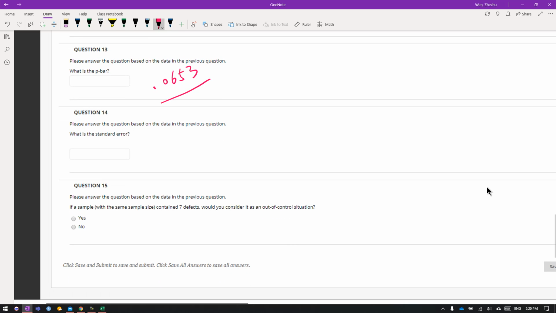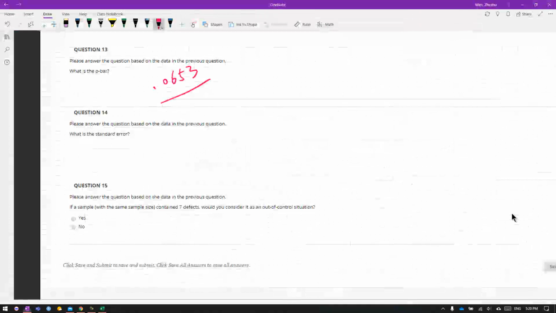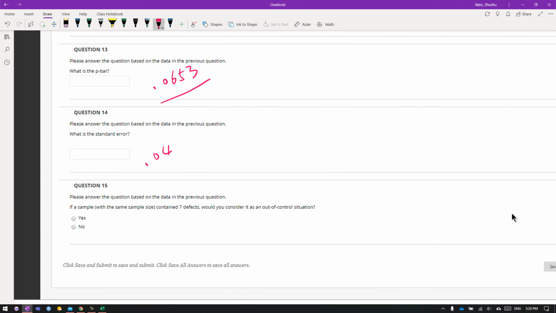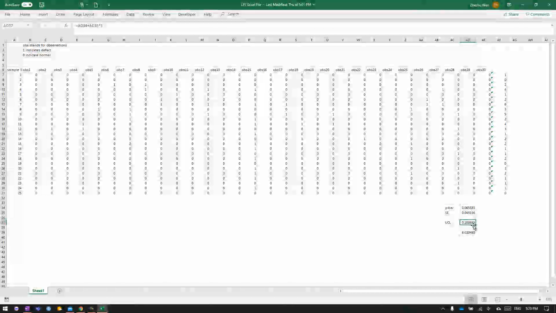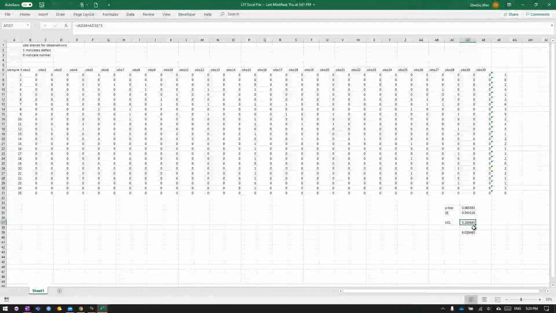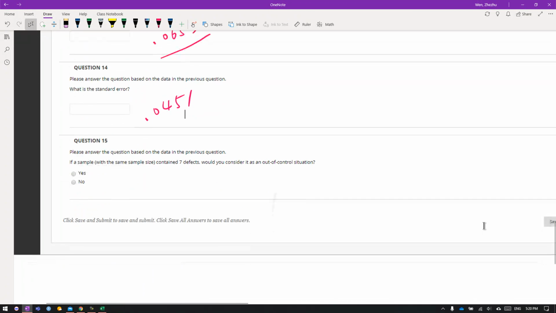Standard error can be calculated based on this. So to save time, it is 0.0451. Yeah. And the upper control, lower control. Upper control is here. I don't know why I didn't calculate the lower control limit, but let's take a look.